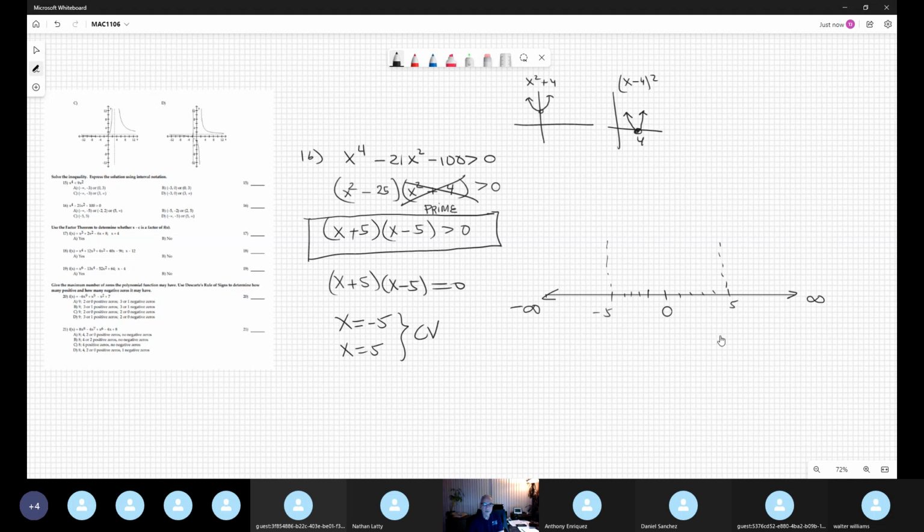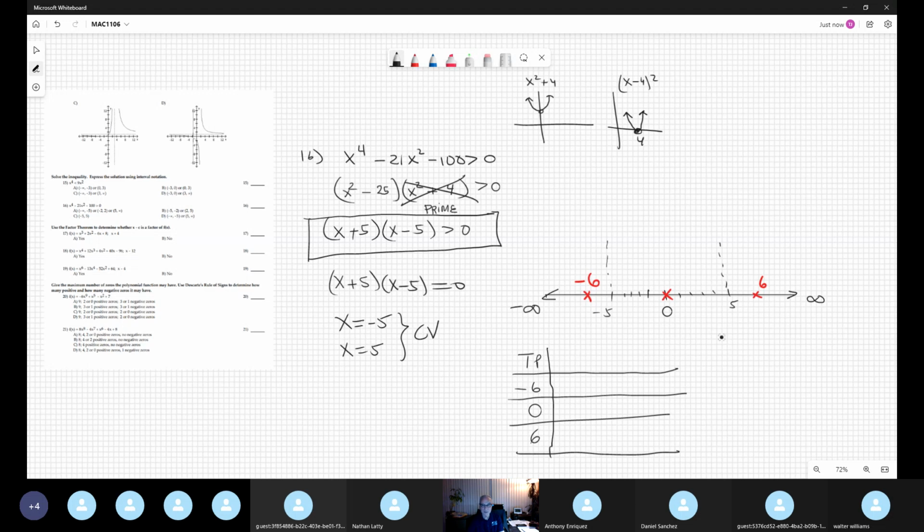Yeah, I select testing points. One testing point, excellent, would be -6. 0, I love 0 because it's easy to evaluate, and +6. Yeah, I create a table to validate these testing points: -6, 0, and 6 positive.